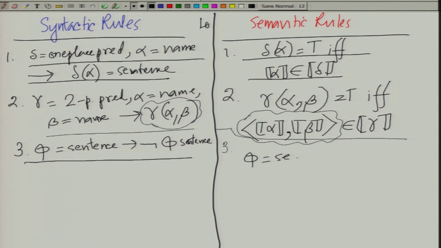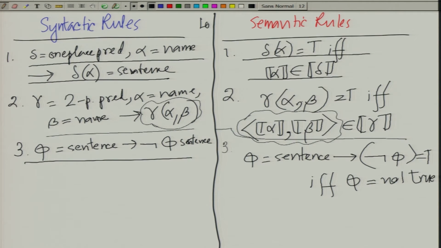Now remember that we are not doing it seriously, this is a very rough representation of the semantic rules. We are not going to discuss the rules here, we are going to do that when we actually read the system. But now if this is a sentence, then this is true if and only if phi is not true.